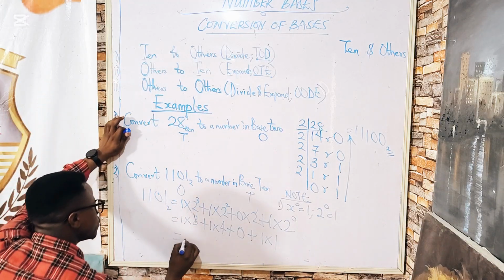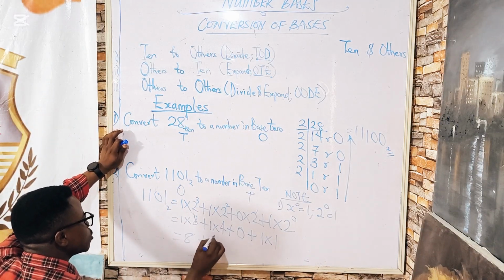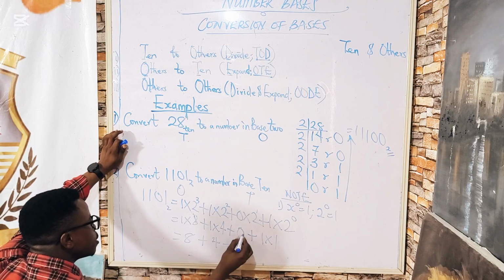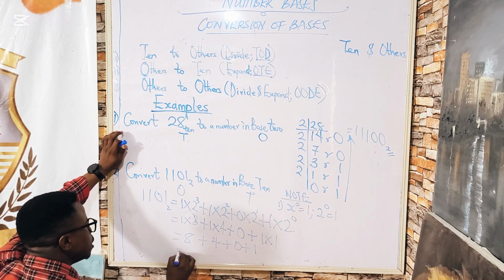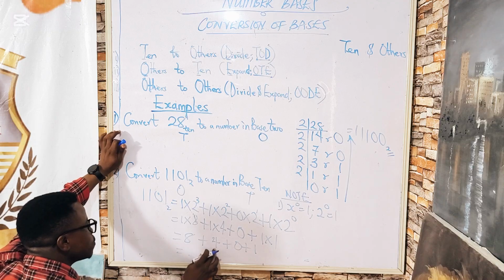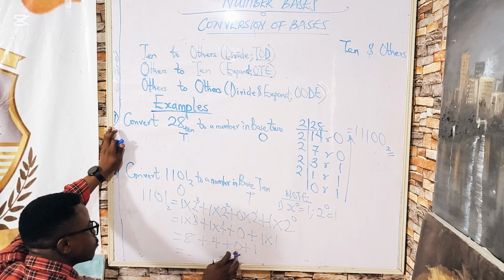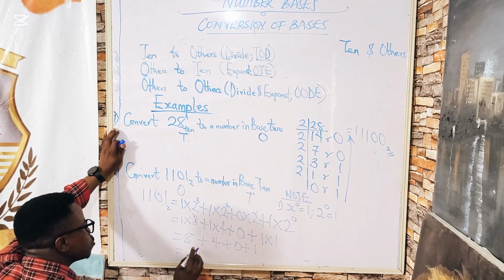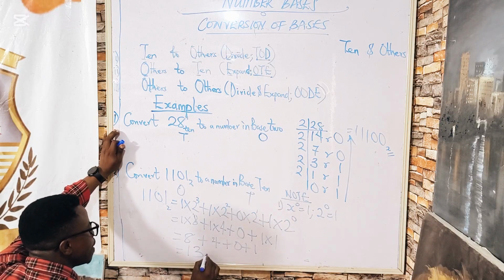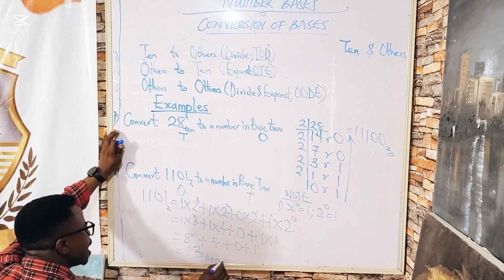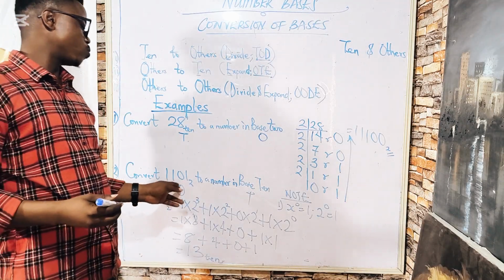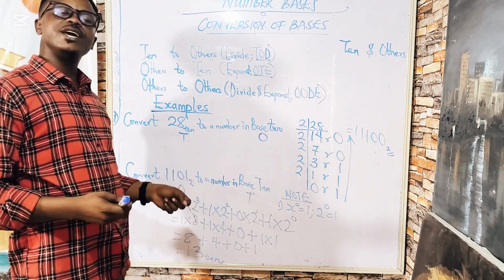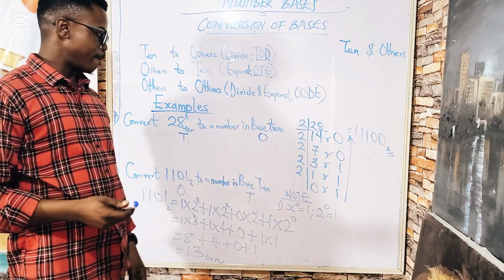We could write it out. Then we have 1 times 8, 8, plus 1 times 4, 4, plus 0, plus 1 times 1, 1. And we now have what? 8 plus 4, 12. 12 plus 0, 12. 12 plus 1, that's 13. So that gives us 13 base 10. This is our answer. So we successfully converted 1101 in base 2 to a number in base 10.